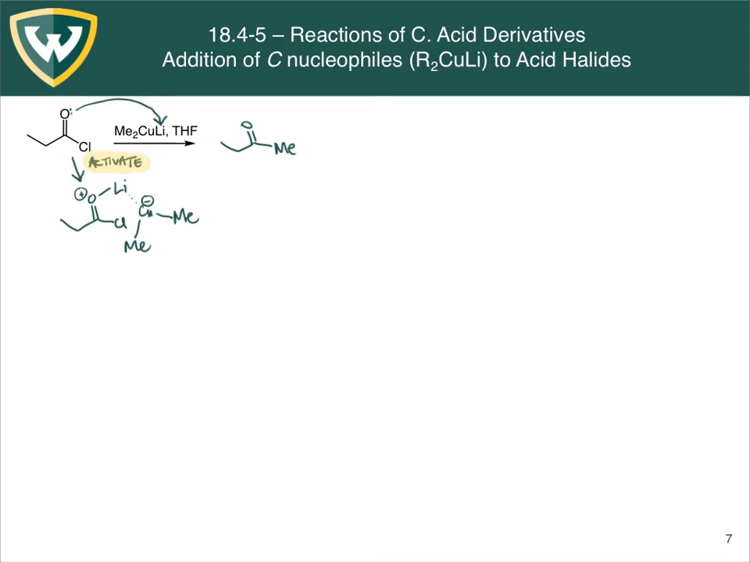So I prefer to draw it this way because it helps me see that what I've done here is activate my carbonyl. And so now the methyl group will be delivered in a pseudo intramolecular fashion to this carbonyl, resulting in this tetrahedral intermediate. And then we just kick out our chloride to get to the product ketone.